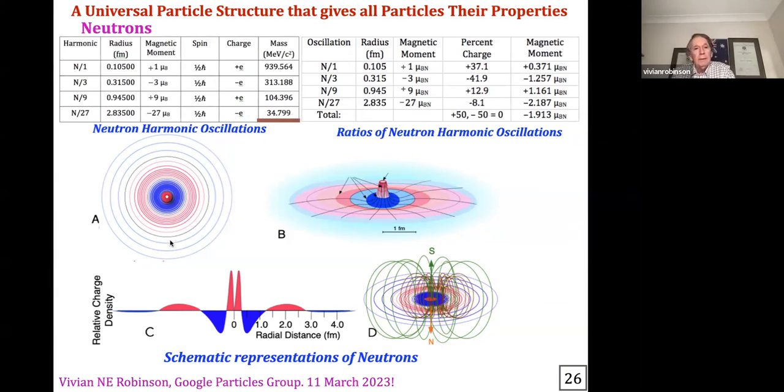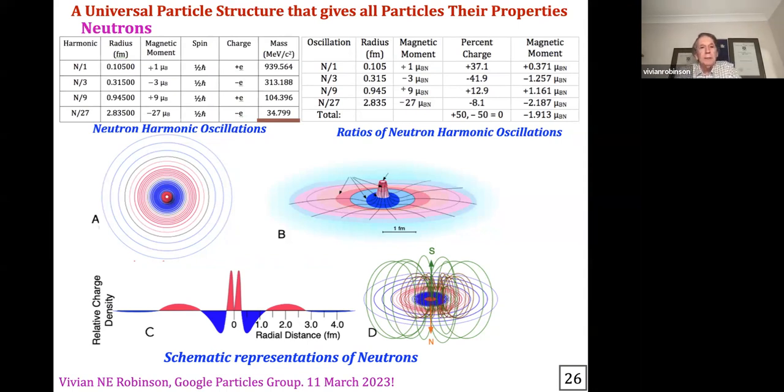Now, again, here are various representations of the neutron. It's oblique charge, and the one I like, the positive central core, negative P/3, negative N/3, positive N/9 oscillations, and finally very large negative N/3.